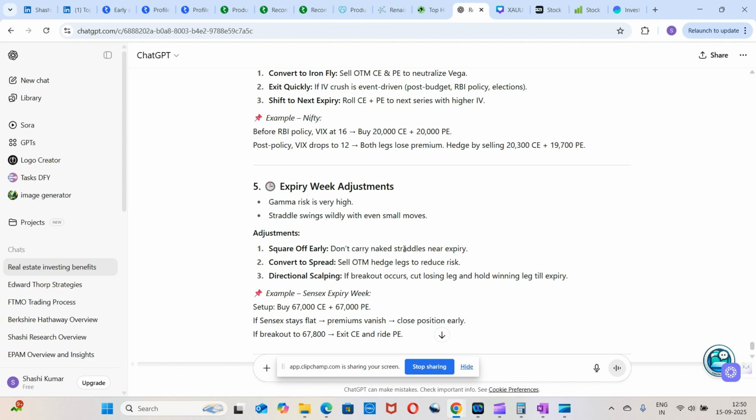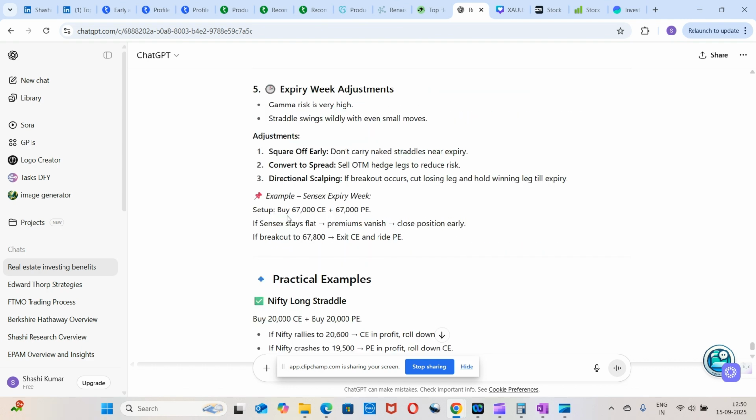An example of that is Sensex expiry week. You bought the 67,000 CE and PE. Sensex stays flat. Premiums will vanish because theta decay will be very fast here. So close the position early. If a breakout is there at 67,800, then exit the CE and write the PE. In whichever direction the breakout is there, you could write that.